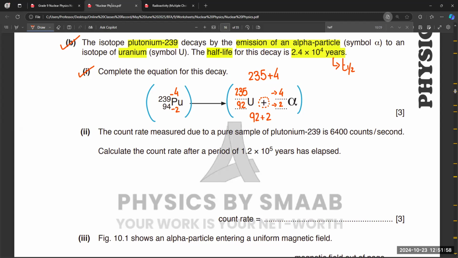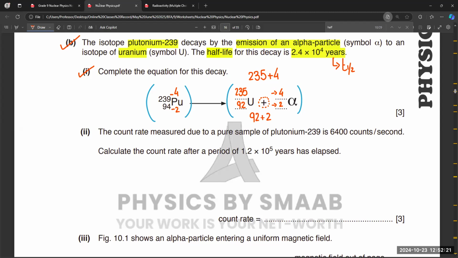Sir, I have a question. The alpha particle is always going to have 4 and 2? Yes, it remains the same. It can't be changed? Yes, we studied in the properties that the alpha particle is equal to helium. It remains helium always. Okay.